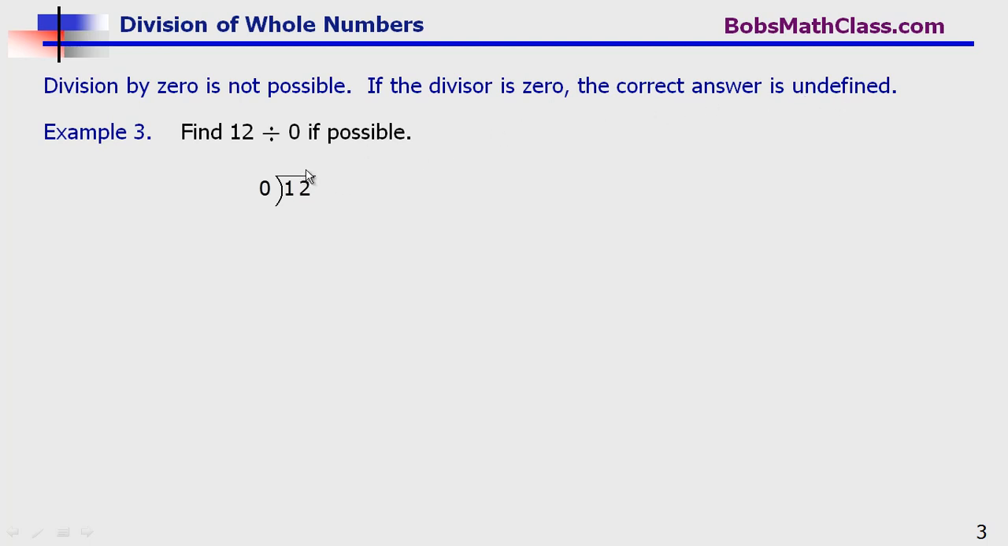Let's say you put 0 here for an answer. Well, 0 times 0 is 0, and then if you subtract 0, you get 12. We haven't made any progress. So we must write undefined.